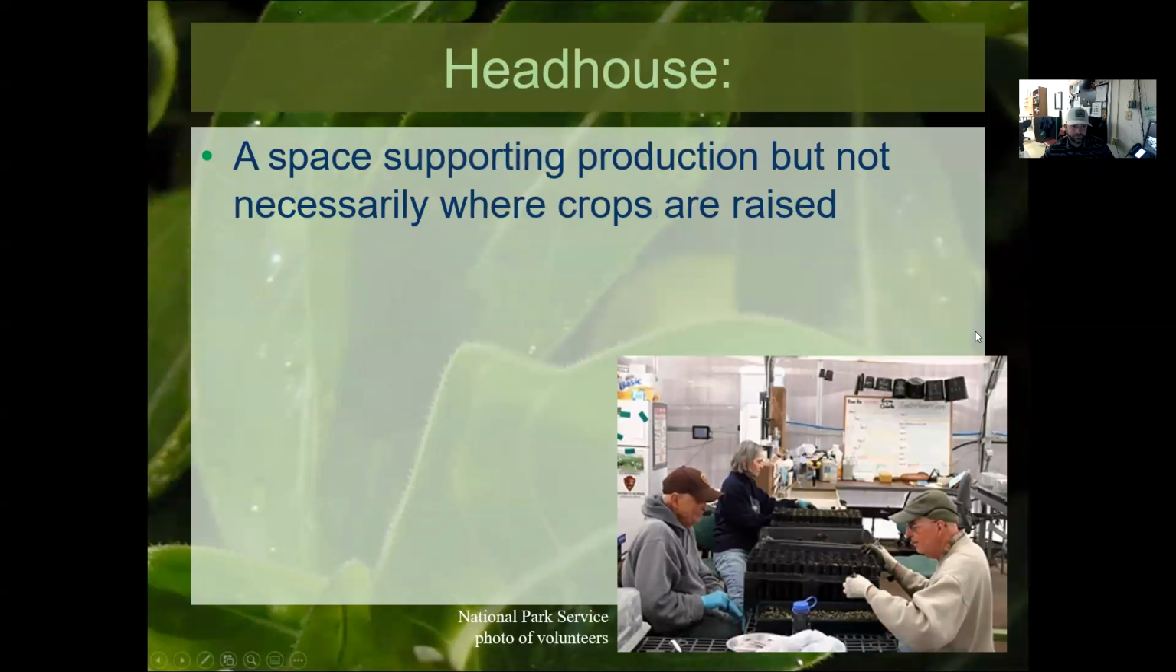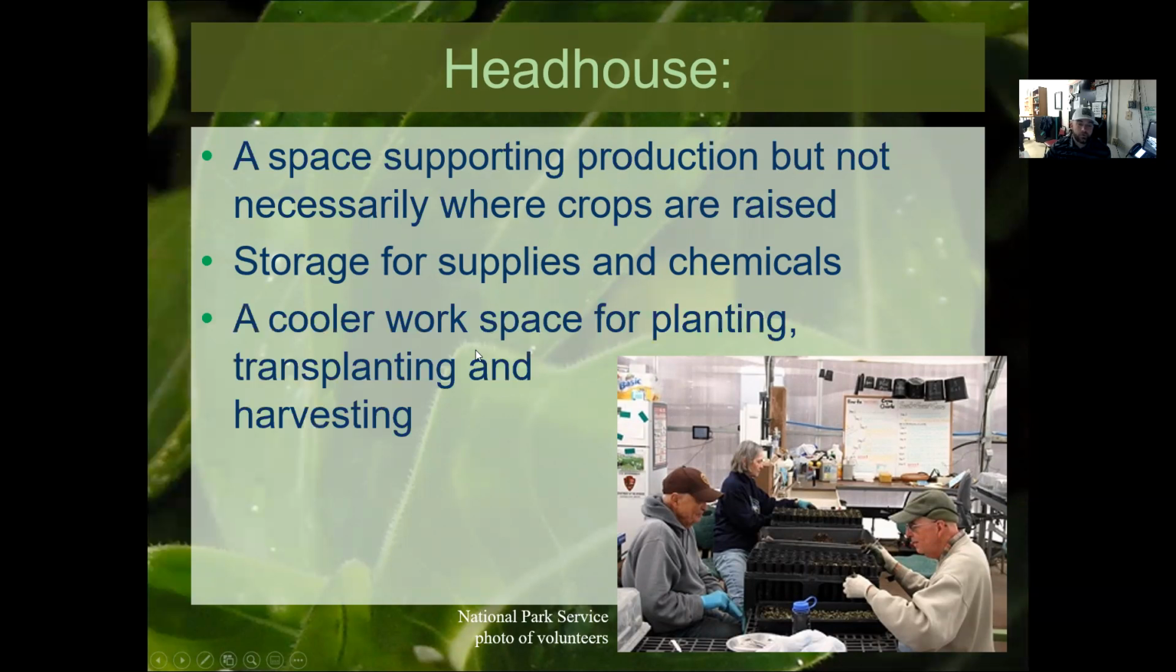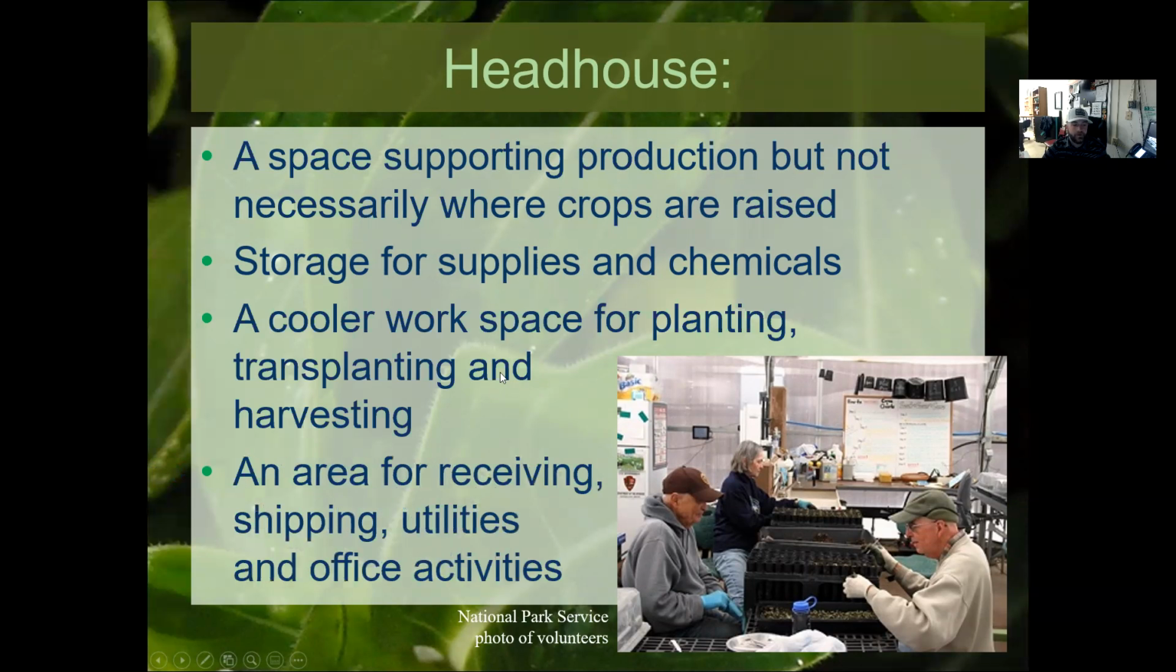So, the head house. This is a space supporting production, but not necessarily where crops are raised. A lot of plants are going to be taken from other greenhouses and brought in here to be made up for product, to be split, to be propagated, pretty much any of that kind of stuff. Storage for supplies and chemicals, this is where you're going to want to keep all that good stuff for helping plants grow. A cooler workspace for planting, transplanting, and harvesting, like I was just saying.